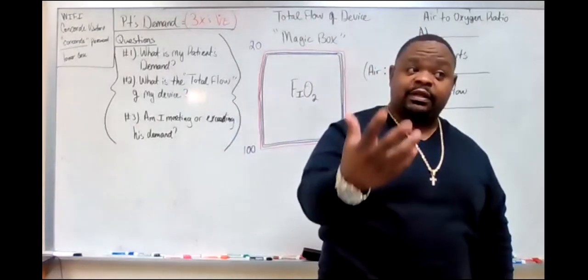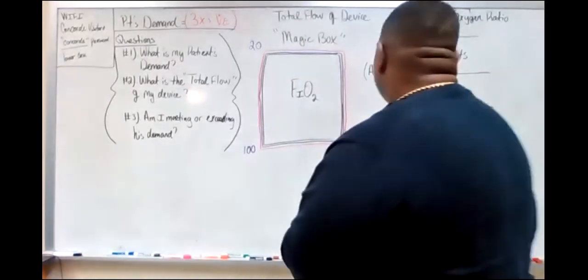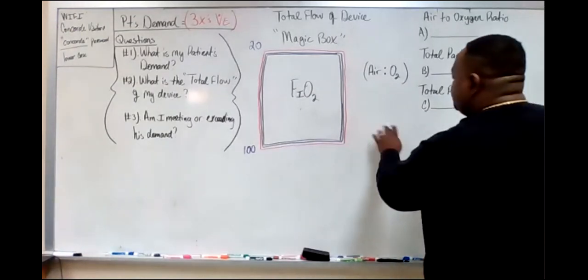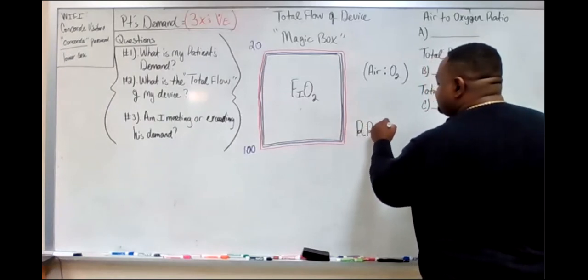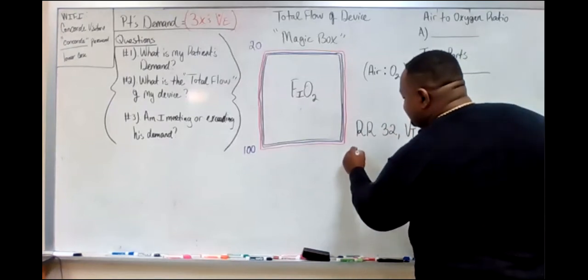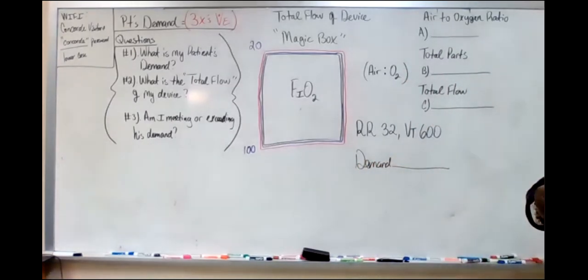So you have to know minute ventilation, right? It doesn't go away. So let's look at it. If I know that I need to give 3 times the patient's minute ventilation, that is his demand, all right? So I'm gonna write right here, just for example: Mr. Smith has a respiratory rate of 32 and a tidal volume of 600. What is his demand in liters? What is his demand? Work on that.